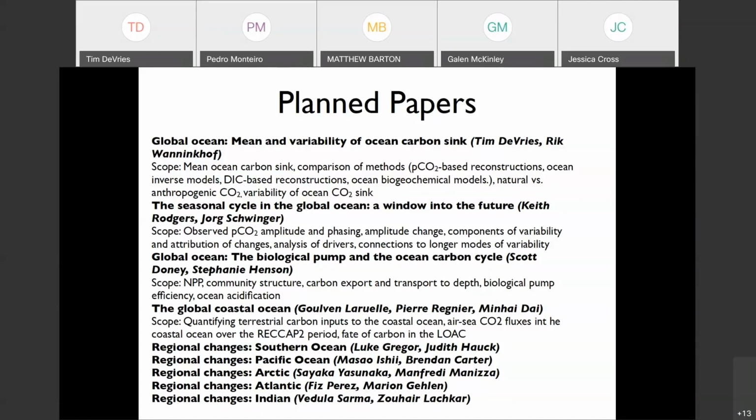And then the global coastal ocean, as we've been hearing about, this is going to be led by Goulven Laruelle, Pierre Regnier, and Minhan Dai, looking at the land-ocean-atmosphere continuum and carbon fluxes in that zone. And then also papers dealing with regional budgets of CO2 in these different regions: Southern Ocean, Pacific, Arctic, Atlantic, and Indian Oceans. So that's just an update to let people know what's going on with RECCAP2. And again, you can contact anyone involved if you want to jump in.